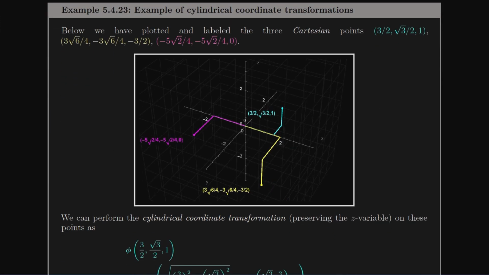And here I've got an example of actually translating into cylindrical, which is really just taking a subset of 2 of the 3 coordinates and converting those to polar coordinates. Let's look at the same points we had before. So 3 halves, root 3 over 2, 1; 3 root 6 over 4, negative 3 root 6 over 4, negative 3 halves; and negative 5 root 2 over 4, negative 5 root 2 over 4, and 0. What are we going to do to convert to cylindrical? I'm going to preserve the z variable in this case. That just means I'm going to circle the x and the y coordinates, and convert each of these into polar coordinates.